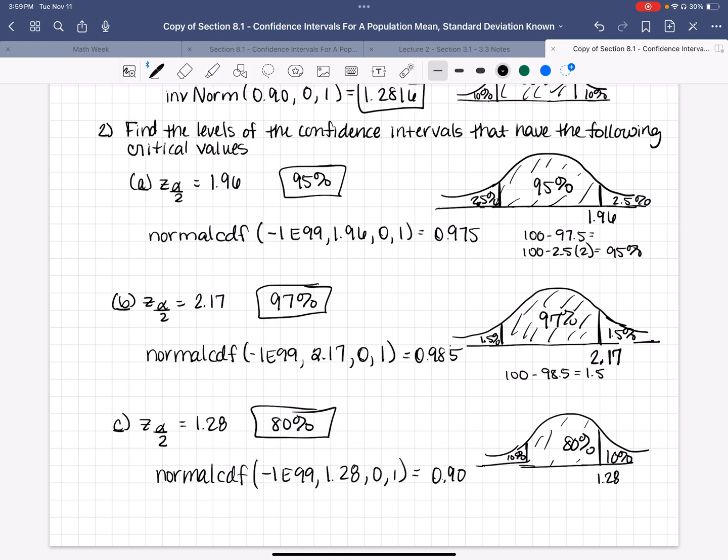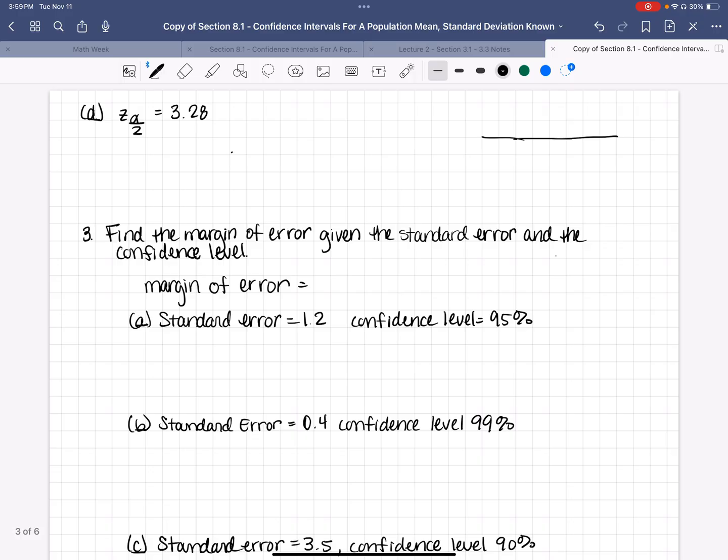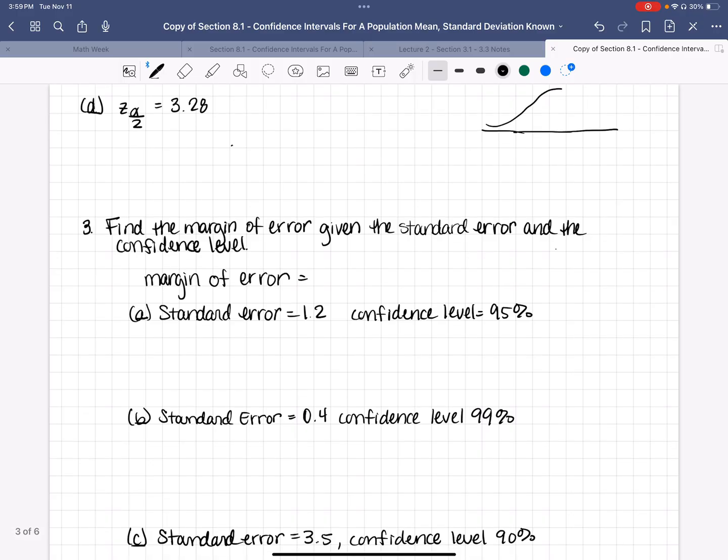All right. Oh, we do have a D. See what D says. D says I've got Z sub alpha over 2 is 3.28. So once again, look at your picture, guys. It does help if you draw a picture.